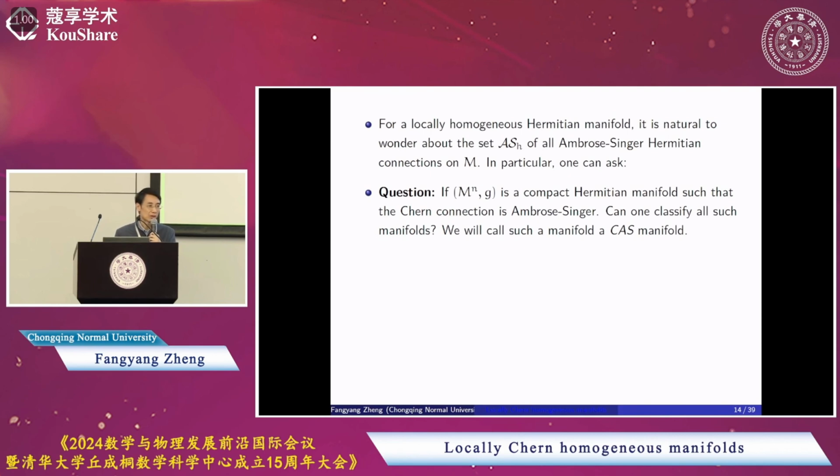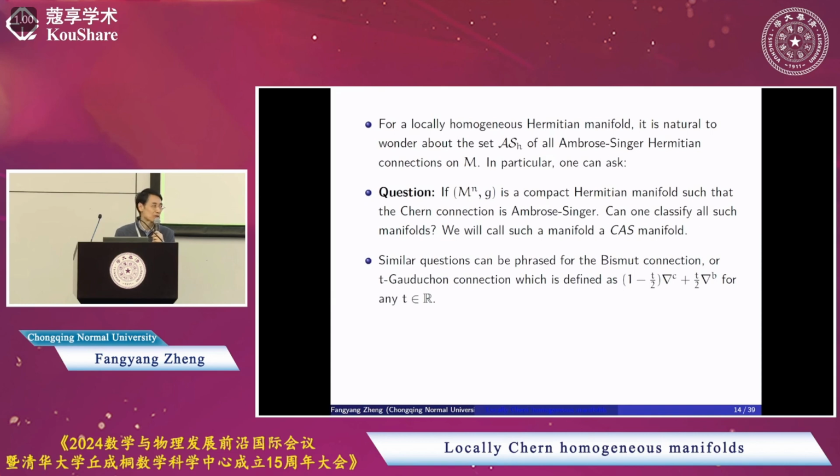This is stronger than locally Hermitian homogeneous, right? So locally Hermitian homogeneous just says you have an Ambrose-Singer Hermitian connection. But here I want a specific Hermitian connection to be Ambrose-Singer. So that's a different situation. So in this work, we basically answer the Chern case. So we call it CAS, Chern Ambrose-Singer.